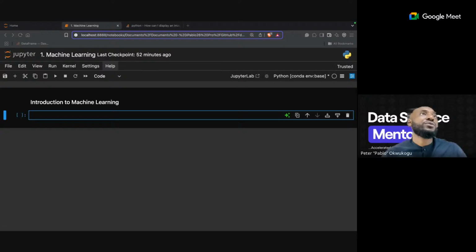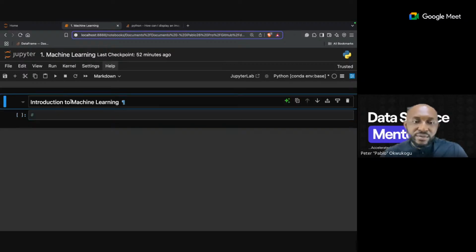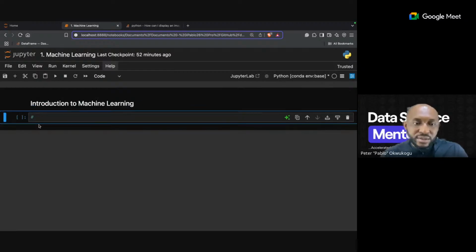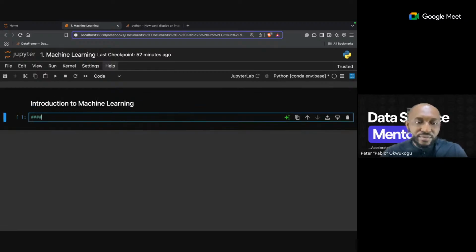So the first thing we're going to do is define machine learning. I'll try as much as I can to use a lot of the markdowns. So let me make this bigger. So here we're going to define machine learning. I'll call it ML for short. So this is what we have here.